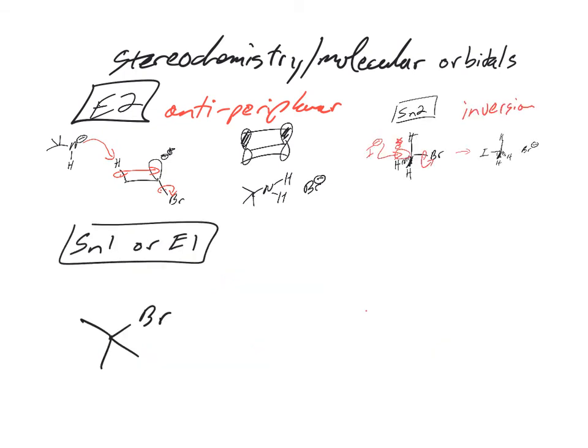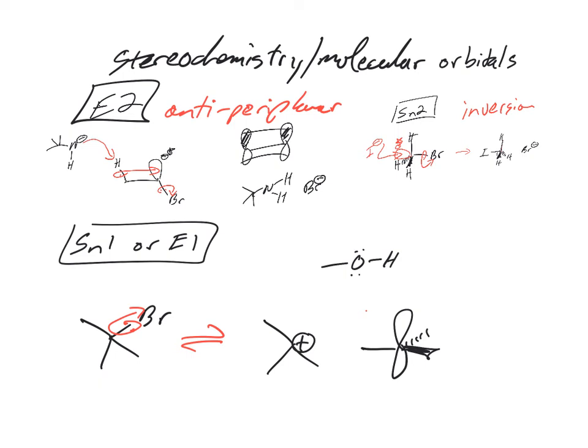So what happens with SN1 or E1? The first step is the same for both of these. The nucleophile or base is not involved in the rate-determining step. The first step is the leaving group leaves, and that gives you a carbocation. And we just have to remember that carbocations are planar. They're flat, right?